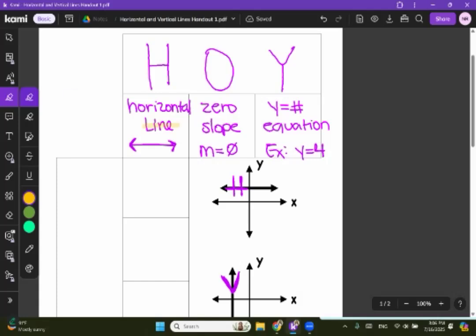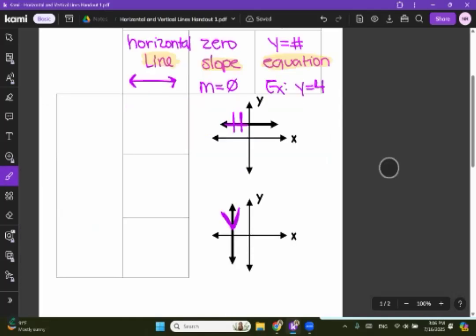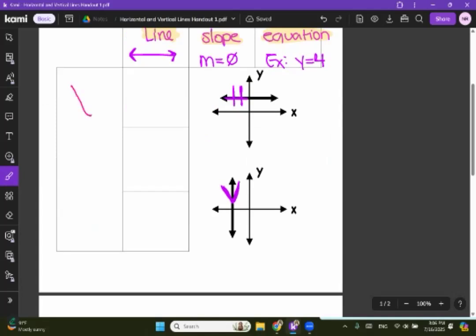Okay, so the first letter represents the type of line. The second letter represents the type of slope. The third letter represents the type of equation. Now for vertical lines. For vertical lines, we have the acronym VUX. V stands for the vertical line.